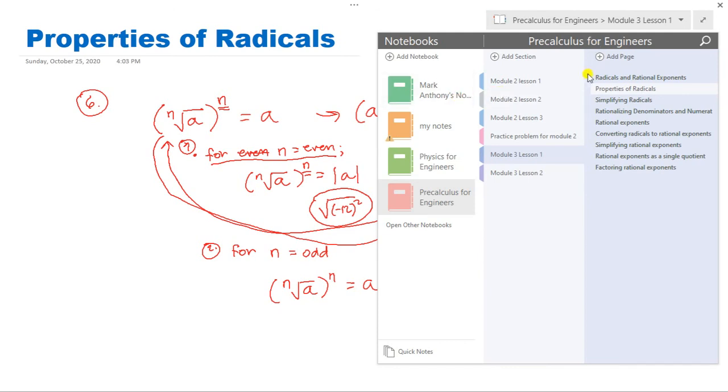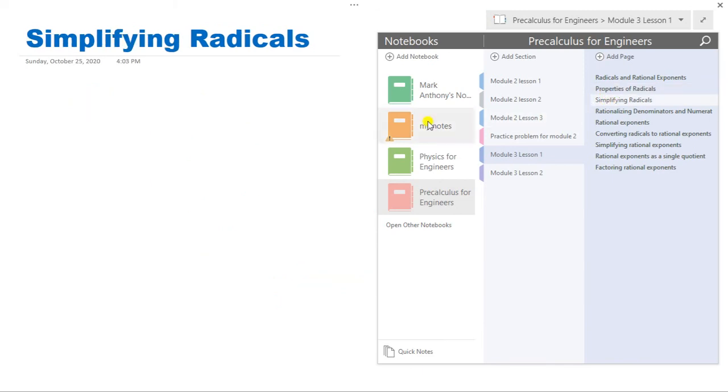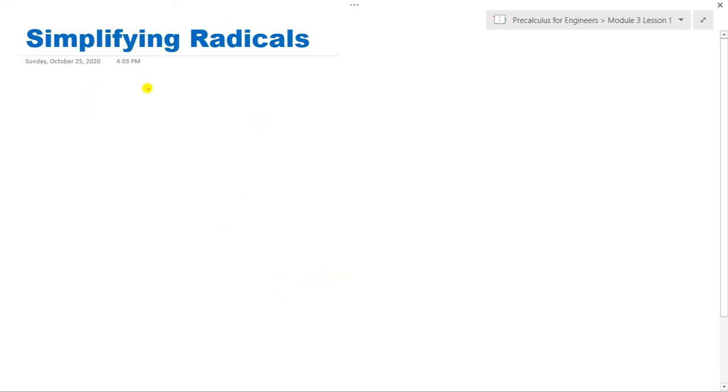So yun lang yung ating properties ng ating radical expression. So since you already have the knowledge sa mga properties niya, let's try to simplify radical expressions. So let's start first with what we call single terms, or what we call monomials. So mga monomial natin that has radical expressions.